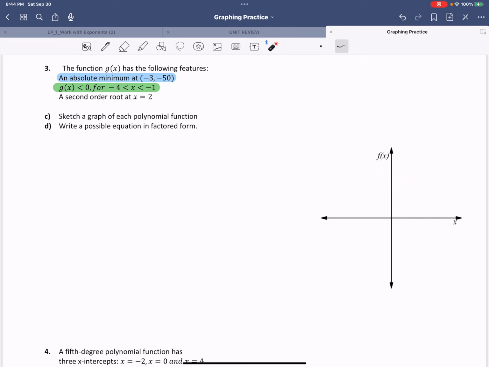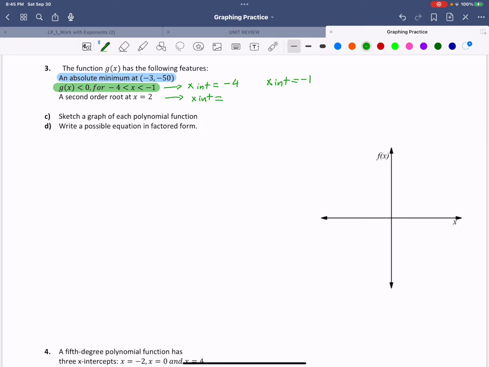Now, from what I see here, the endpoints are at -4 and -1. So these two endpoints translate to x-intercepts for the graph of the function. I'll write this down so I see it, and when I see it, I know how to put it on the graph. Okay, and it has a second order root at x equals 2. So there goes another x-intercept.